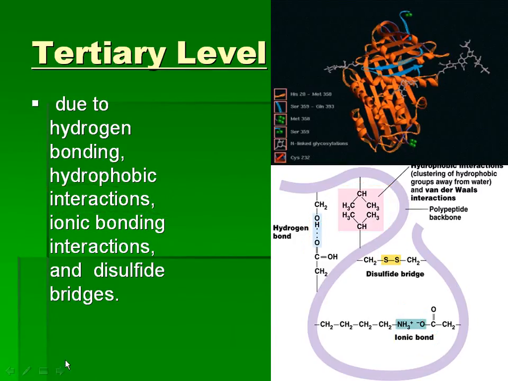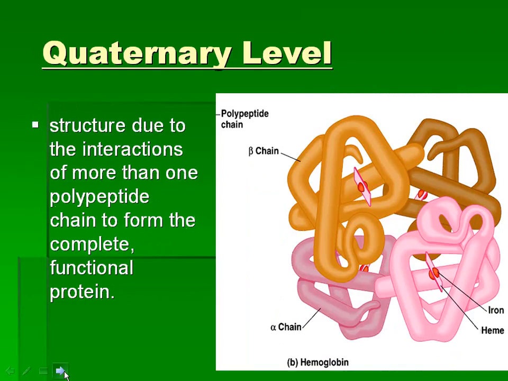in order to create a product. The final level is your quaternary level of structure, and quaternary structure is due to interactions between tertiary molecules, where you have two or more molecules that are bonded together because of their interactions. And this one molecule that I'm showing you right now is hemoglobin, and hemoglobin is a quaternary protein, and it has 4 units, 2 alpha and 2 beta.